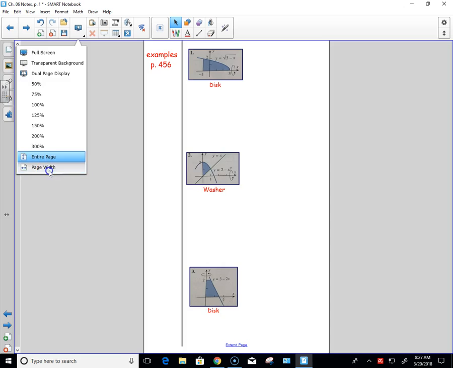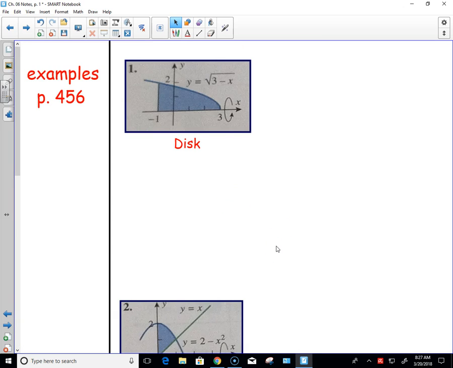And so let's check out the disk real quick. Example number 1. Why is it a disk and not a washer? It's flush against the axis. There's no white space between the region and the axis. Does that make sense? So since there's no white space between the region and the axis, well, hold on, wait a minute.